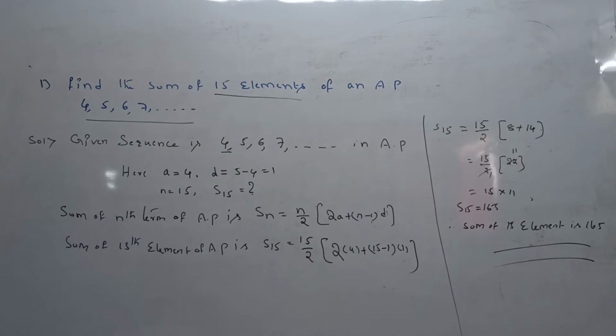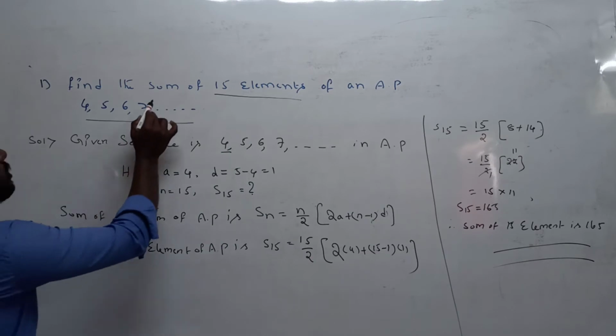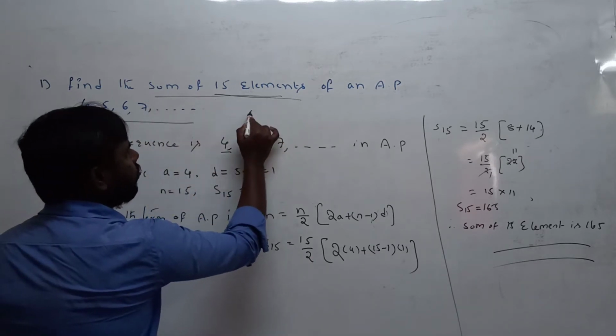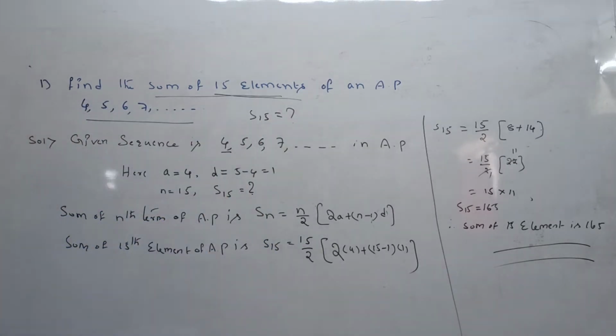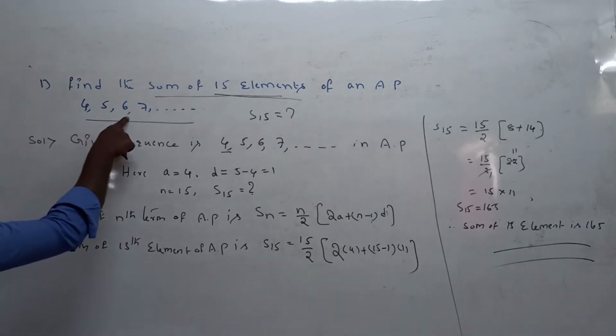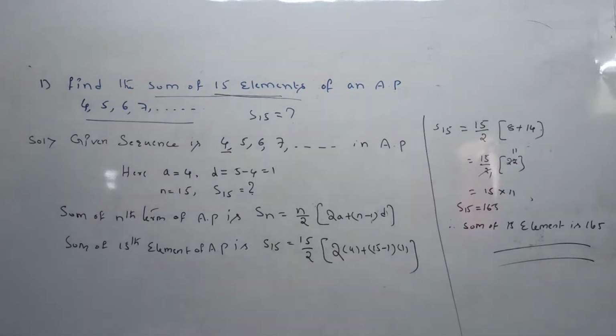So you want to understand what they are asking? Find the sum of the 15 elements to calculate S15. What is the given sequence? 4, 5, 6, 7, and so on. The given sequence is definitely an arithmetic progression.